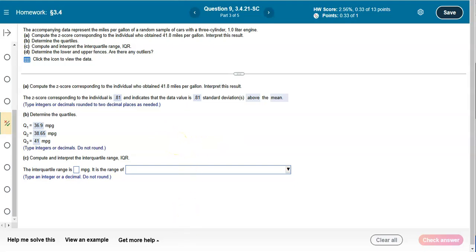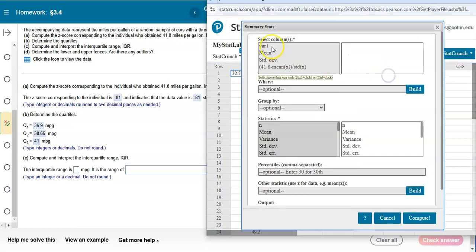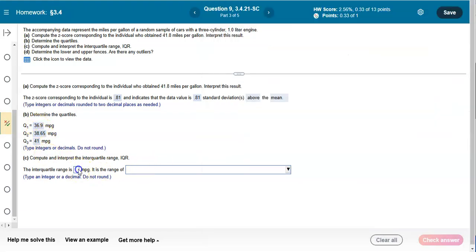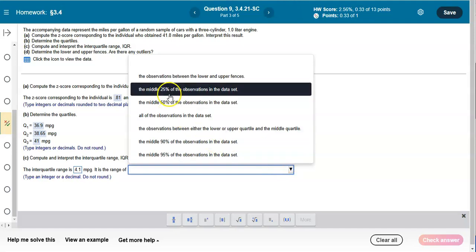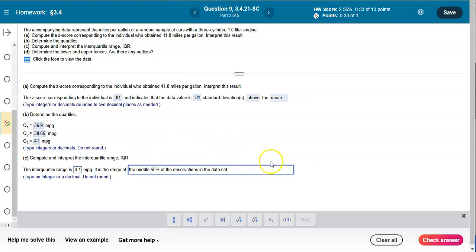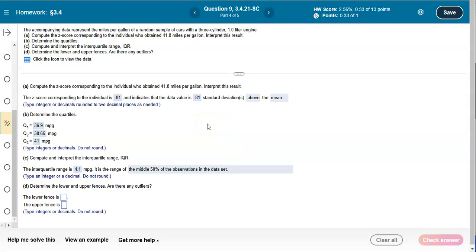Next, we're looking for the interquartile range. We can also just find that one. Summary Stats, on the columns. I'm looking for my data set, which is var1. I can find the IQR. That's just one of the options here, so I'm going to say, give me the IQR. Otherwise, I can simply subtract 41 minus 36.9, the difference between Q1 and Q3, and you would get 4.1 for that. So 4.1 is the range of the middle 50% of the observations, from the 25% observation up to the 75% observation. That's the middle 50. And then the last thing, we're looking for these fences.